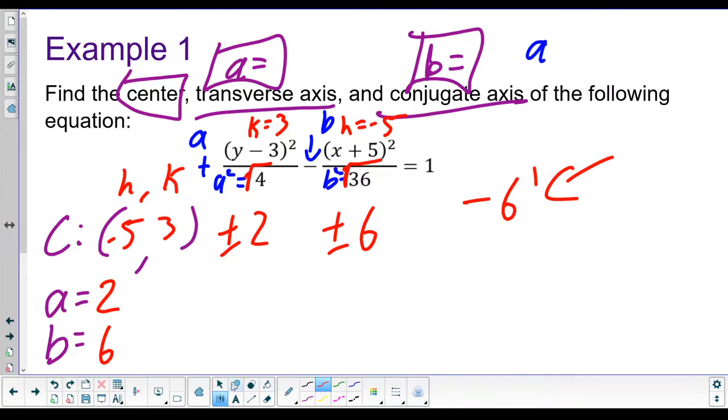All right, so center is at HK. Make sure you flip the signs. H goes with X, K goes with Y. A is always underneath the positive term. Make sure you take a square root. B is always underneath the negative term. Make sure you take a square root.